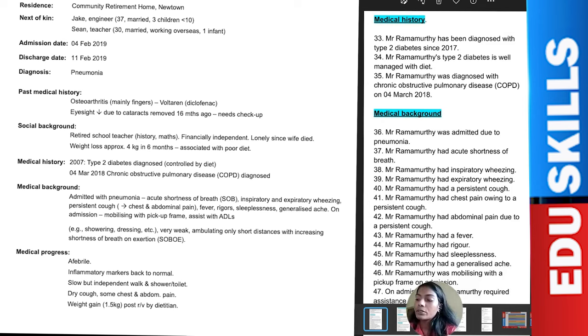Ramamurthy was admitted due to pneumonia. Mr. Ramamurthy had acute shortness of breath. Mr. Ramamurthy had inspiratory wheezing. Mr. Ramamurthy had expiratory wheezing. Mr. Ramamurthy had a persistent cough. Mr. Ramamurthy had chest pain owing to a persistent cough. Mr. Ramamurthy had abdominal pain due to a persistent cough. Mr. Ramamurthy had a fever. Mr. Ramamurthy had rigor. Mr. Ramamurthy had sleeplessness. Mr. Ramamurthy had a generalized ache. Mr. Ramamurthy was mobilizing with a pickup frame on admission. On admission, Mr. Ramamurthy required assistance with activities of daily living.